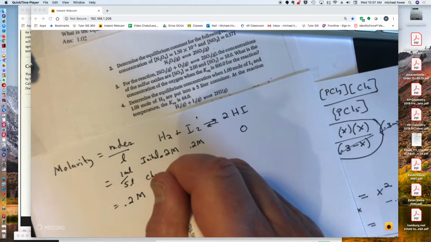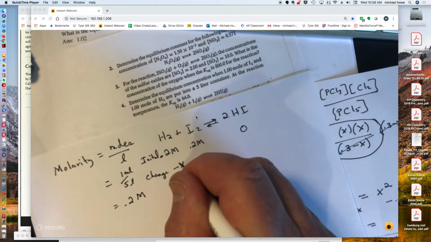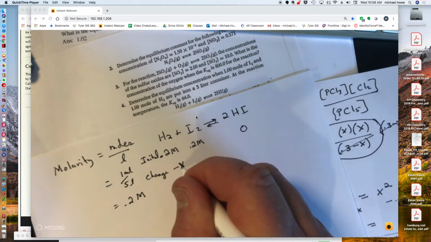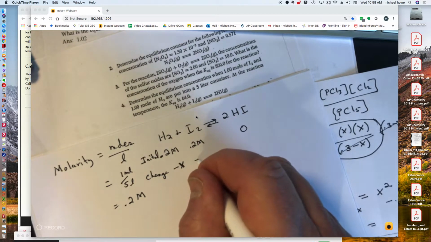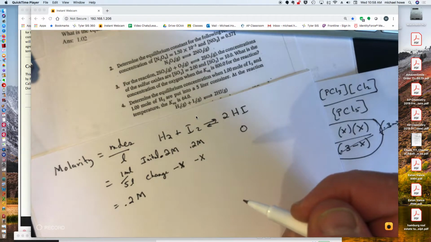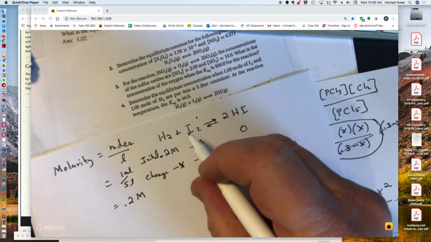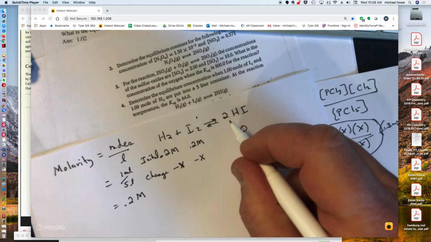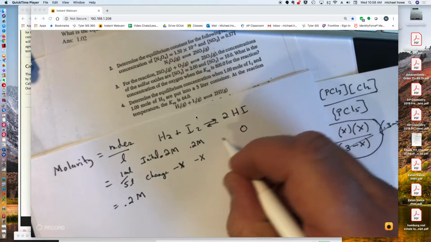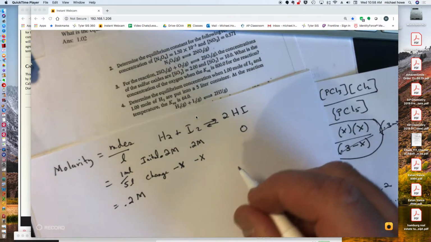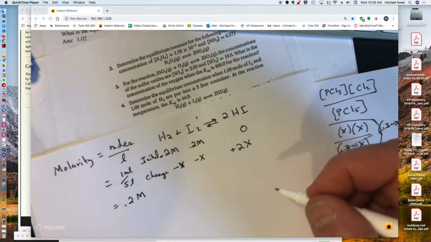So if X amount of this reacts, the 0.2 is going to change by X amount. I put a minus there to show that it's going to go down by X amount. Since this is a 1 to 1 mole ratio, this will also go down by X amount. On this side, though, if I have X amount of iodine reacting, then I should be getting 2X of the HI. You see there's a 2 to 1 mole ratio, so that would be 2X. So the HI is going to go up by 2X.